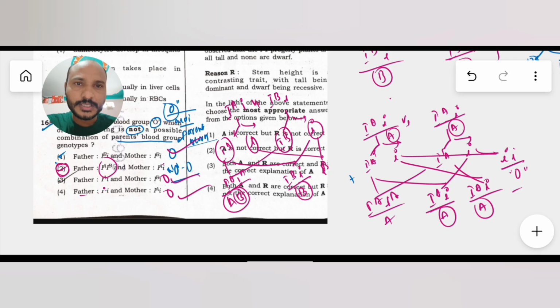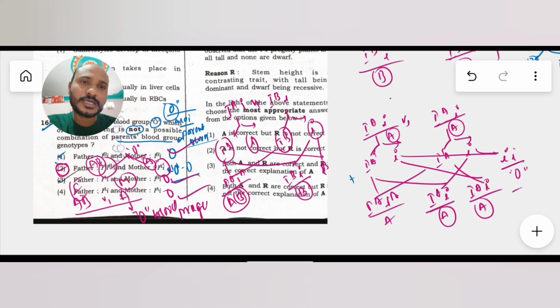Why? Because if the father has IAIB, means AB blood group, and the mother has IAI, means A blood group, these combination persons do not produce O blood group progeny. Remember, AB father and A blood group mother combination do not produce any O blood group progeny.